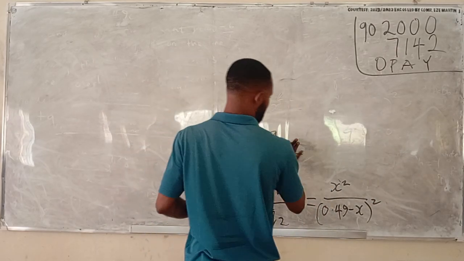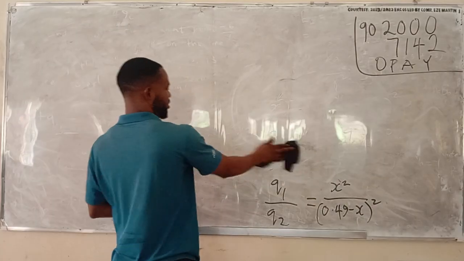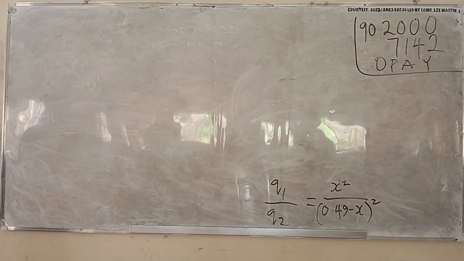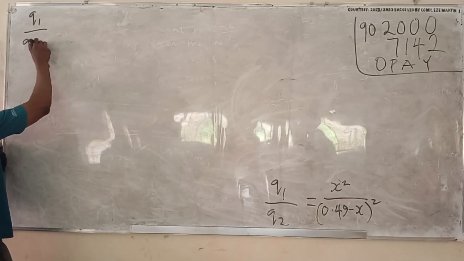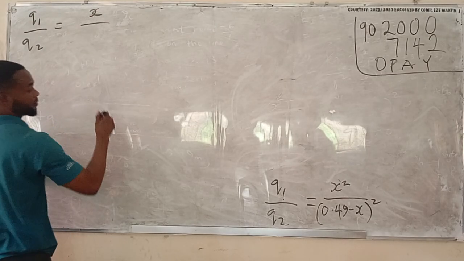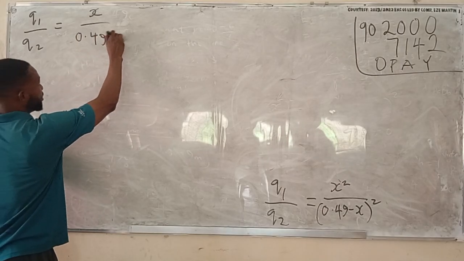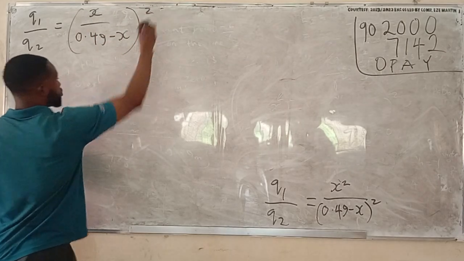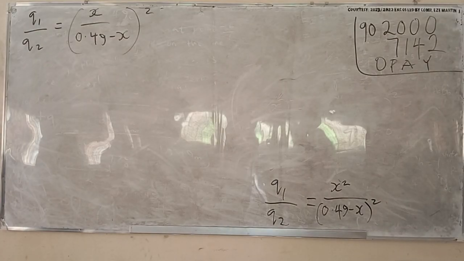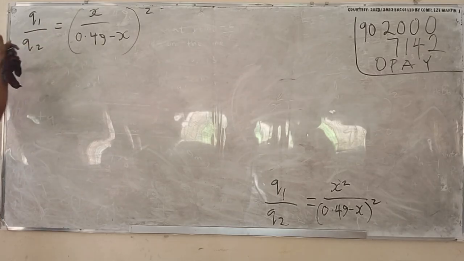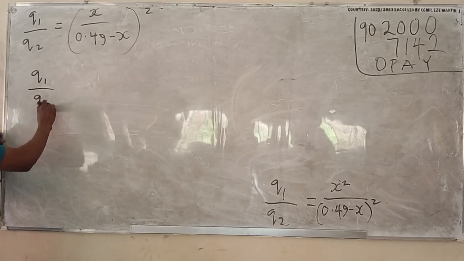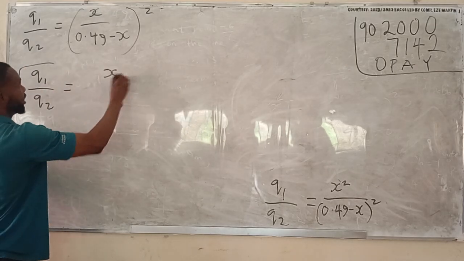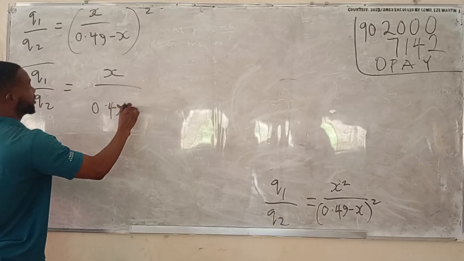Am I too fast? Sorry. So if I make x the subject of the formula, that is the same as saying q1 over q2 equals x over (0.49 minus x) all squared. Do you agree with this? If you agree, it simply means I can take the square root of both sides. So I now have the square root of q1 over q2 equals x over (0.49 minus x).